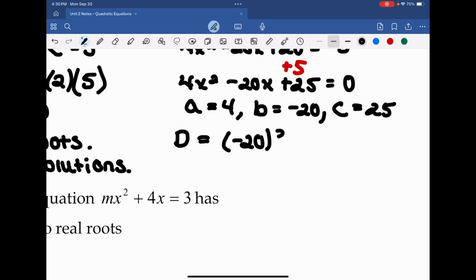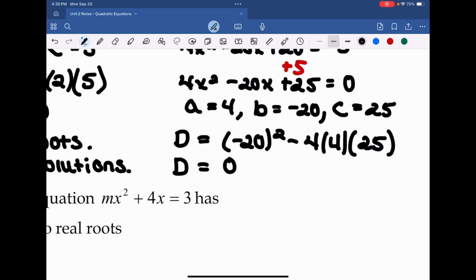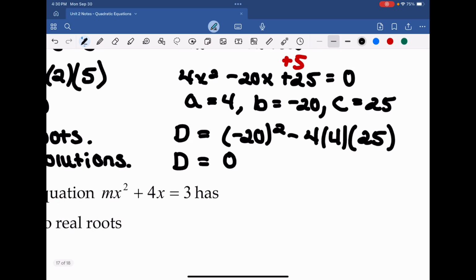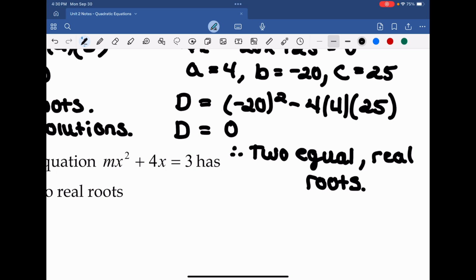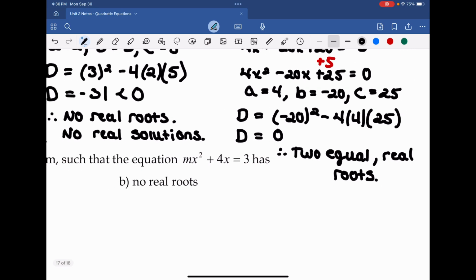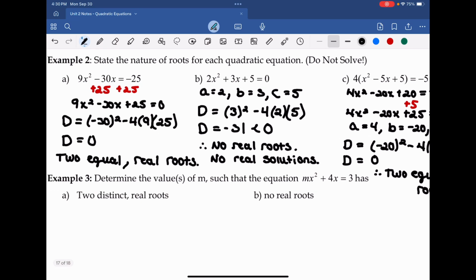From here, we're going to plug this into our discriminant. The discriminant is negative 20 squared, minus 4 times the A value, which was 4, times the C value, which is 25. When you plug this into your calculator, D is equal to, and I ended up getting 0. From here, if we get 0, we know that there are two real and equal roots, or two equal and real roots. Perfect. So unfortunately, we didn't see two distinct and real roots, but no problem. It's just the byproduct of what's happened in terms of the numbers. So we just want to be very careful with those.